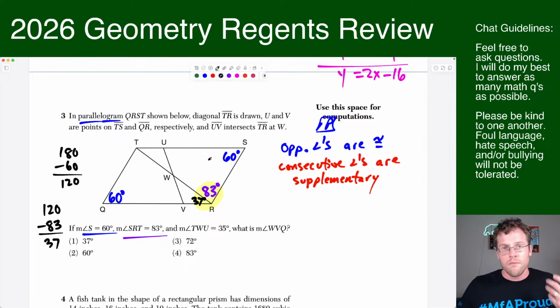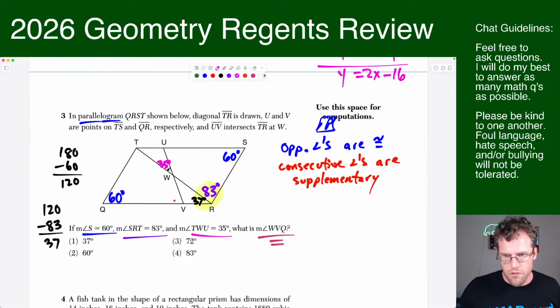So brute force means just use all the properties you know and find all the missing angles and hope for the best. Then they tell us TWU is 35 degrees. That's this angle over here. All right, so now we're getting somewhere because the goal is to find the measure of WVQ. Let's see, WVQ is over here. All right, I see it. So maybe you see it also.